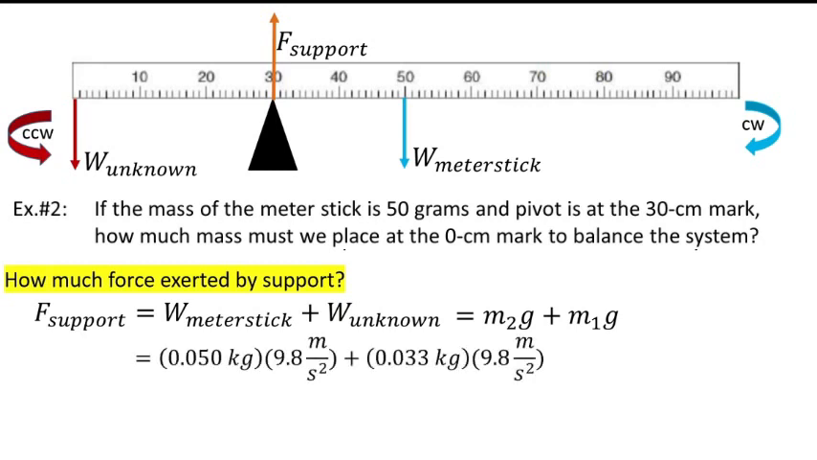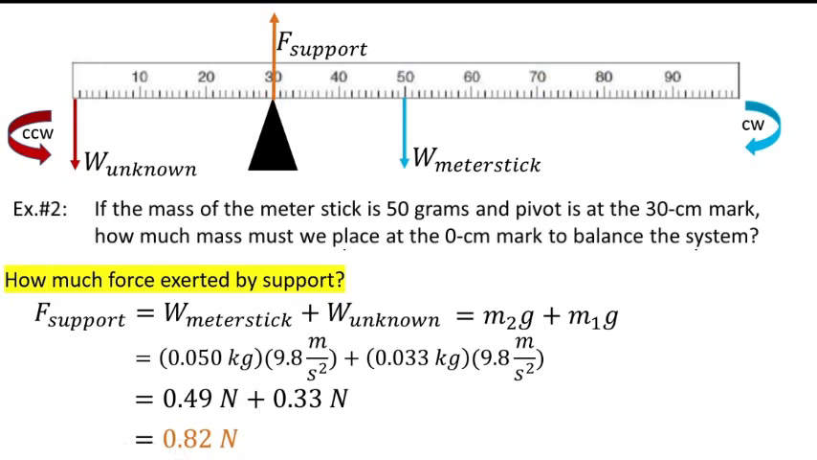So that is 0.05 kilogram times 9.8 plus 0.033 kilograms times 9.8. This one is 0.49 Newton plus 0.33 Newton. The F support now is 0.82 Newton. So the force of the support is just equal to the sum of the weight of the unknown and the weight of the meter stick.